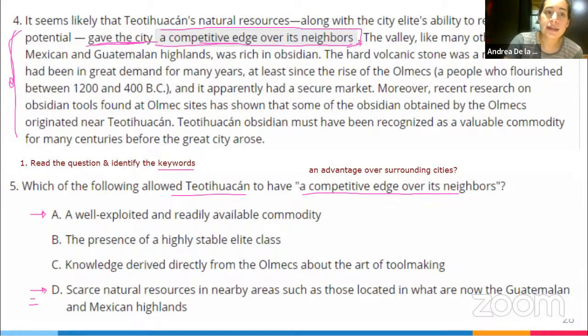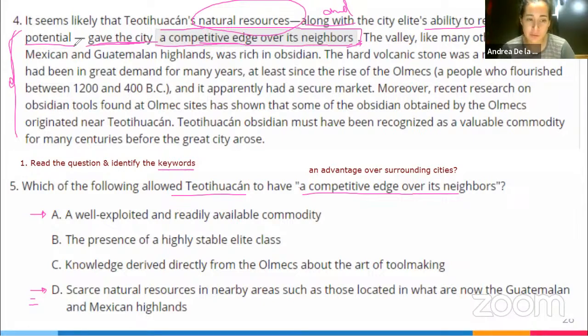And it says, it seems likely that, like it is very probable that Teotihuacan's natural resources, along with, that basically means and, right? And the city elite's ability to recognize their potential gave the city a competitive edge over its neighbors. So what gave the city a competitive edge over its neighbors? Their natural resources and the city elite's ability to recognize their potential. That is the direct answer to the question, right?